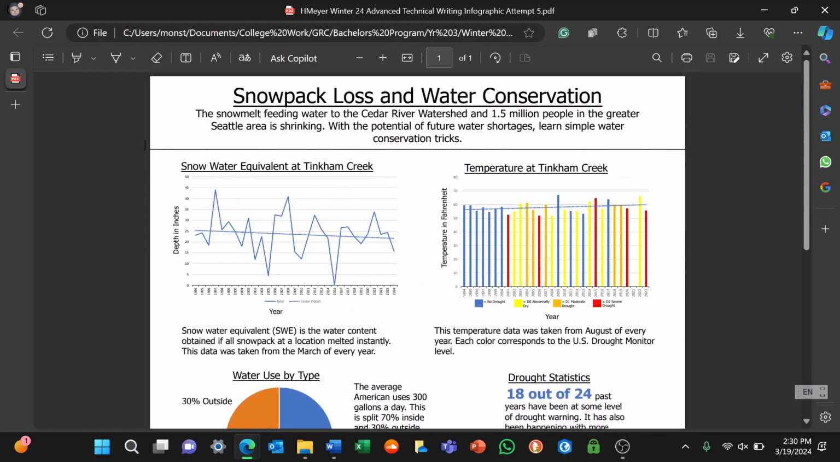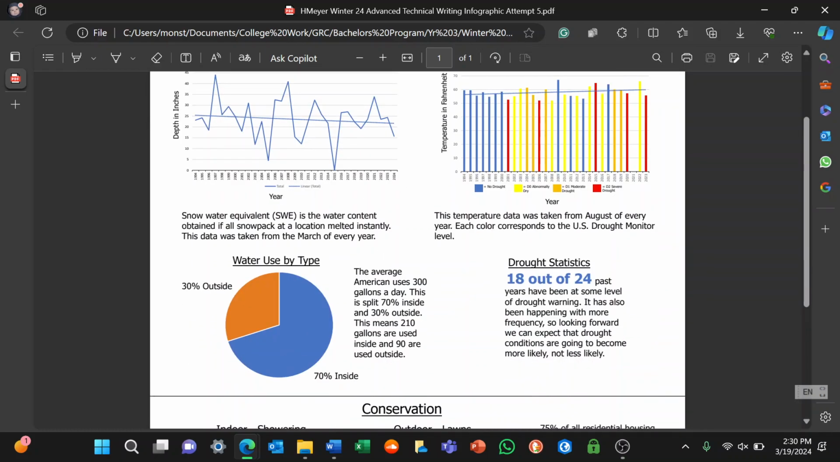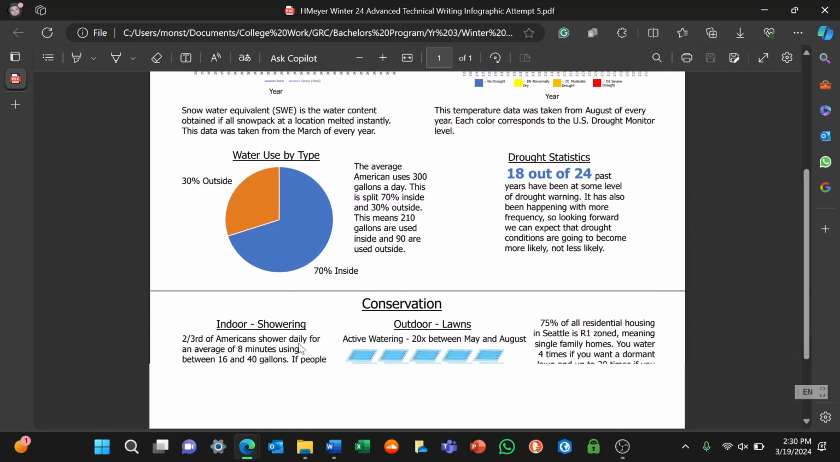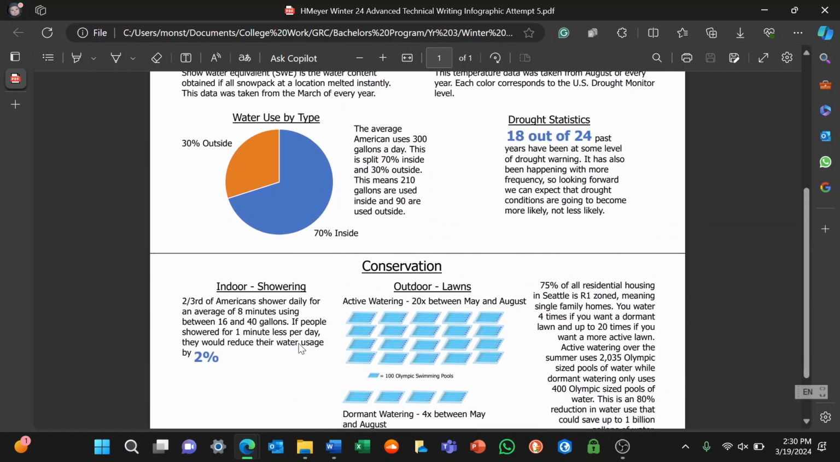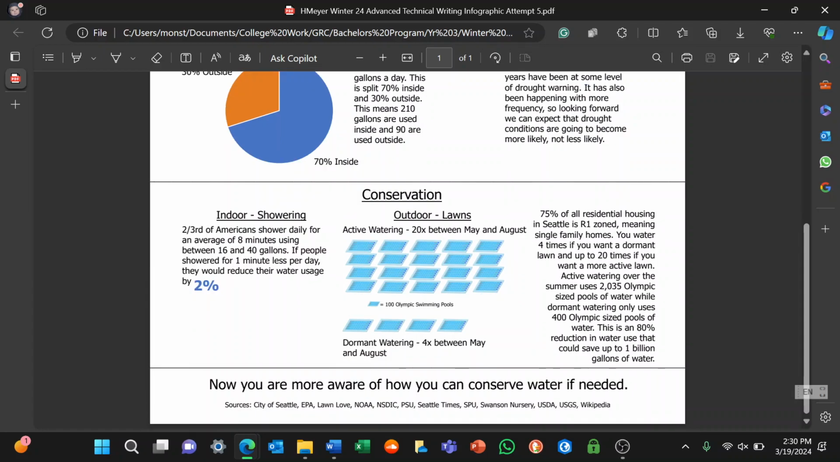Going over all of my points again, snowpack loss and water conservation. I had less text. I had more text here, less text, more, less, more. And then I centered my outdoor lawns somewhat, and then did text, and then centered my conclusion.